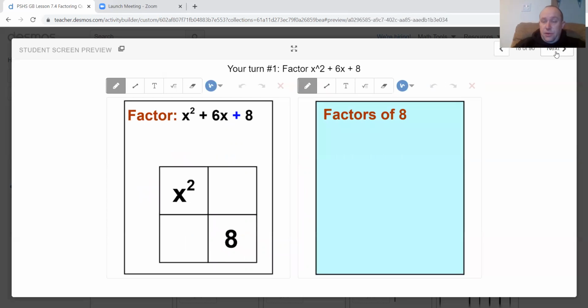Now, there are some questions for you to try as well, and you might want to pause the video, work through the Desmos activity itself, and the answers will be coming up in a second if you want to see how well you did.